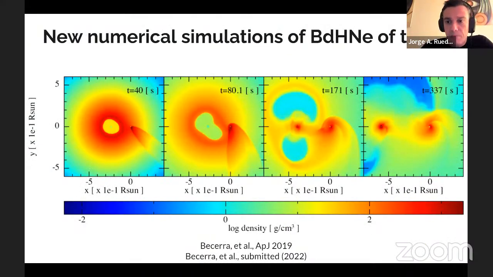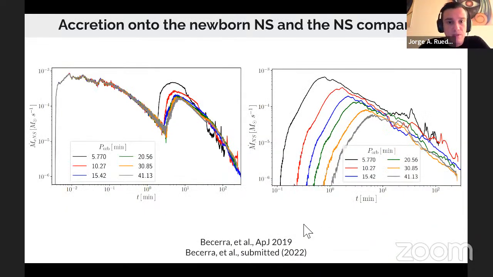This is a plot of the new numerical simulations with increased resolution. And again, you see at the end both stars accreting material, and one of them reaching the critical mass to form a black hole. That was the neutron star companion, not the newborn neutron star. So these are the new studies and results.